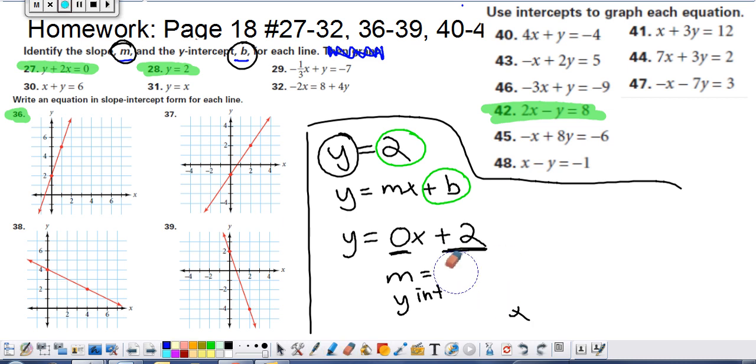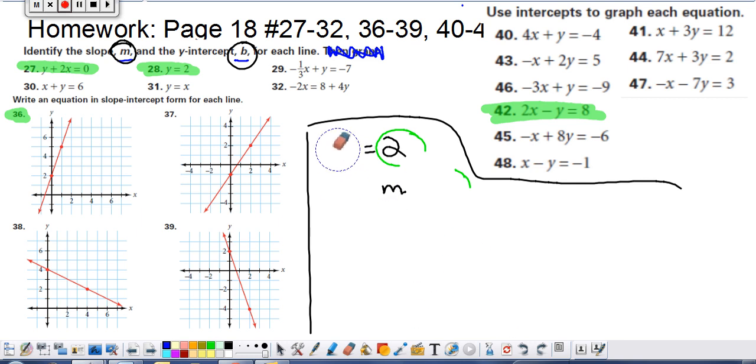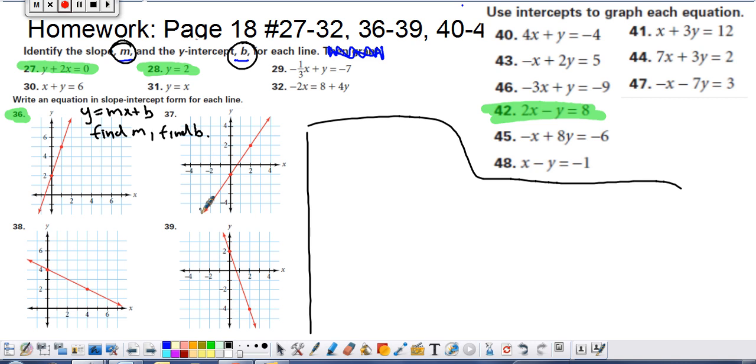The next set of questions, number 36 to 39, you are asked to write the equation of the line in slope-intercept form. Now that's really easy. Remember, again, you have y equals mx plus b. You just need to find m and find b. All right, let's start with finding b. That's the easiest one. This is b right here. What number is that? That happens to be 2. So b equals 2.